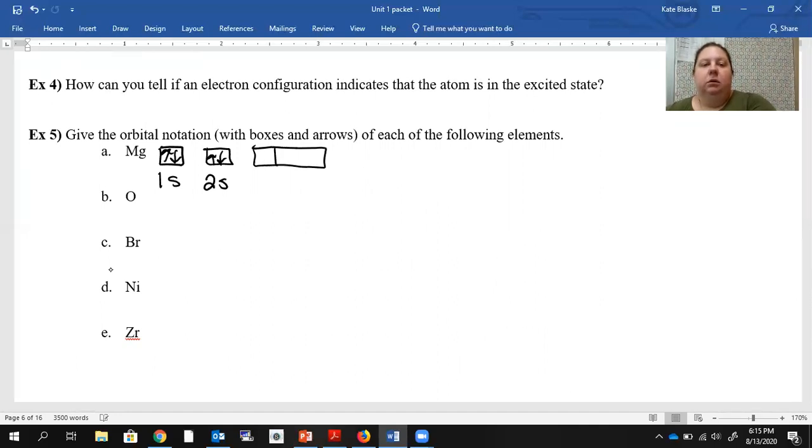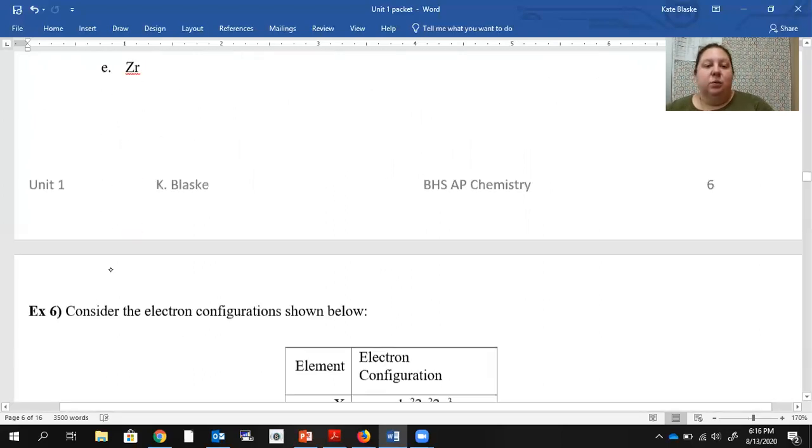2p has got 3 sublevels in it. 1, 2, 3. Always get in the habit of drawing those spread out, because that's Hund's rule, that they have to spread out first. 4, 5, 6. And then I get to the orbital that magnesium's valence electrons are in. This is the 3s, and it's got 2 electrons in the 3s sublevel. So you guys can practice those ones.